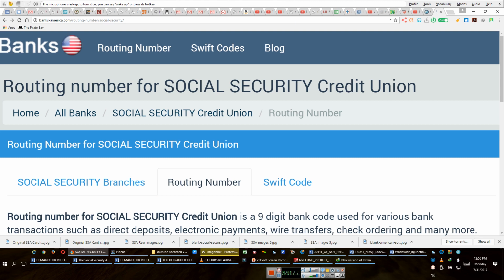People, you use it all the time. They're always asking you for your account number. Do they not ask you for your Social Security number in every financial transaction you do? So let's get it, people. Let's get the understanding. And you see, this says routing number.